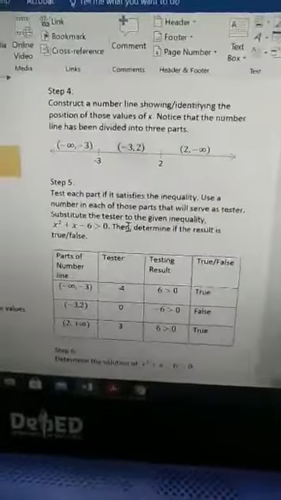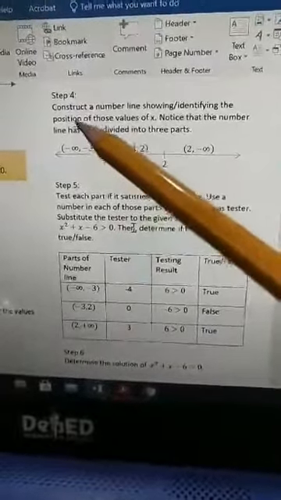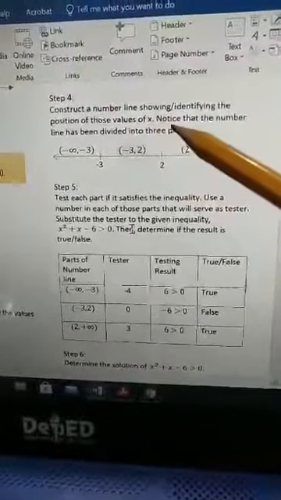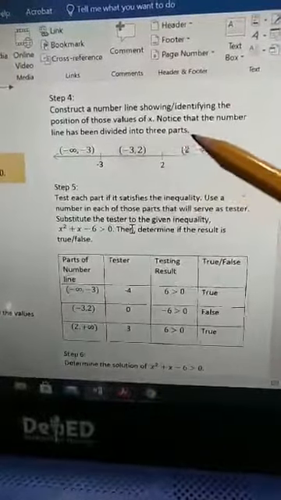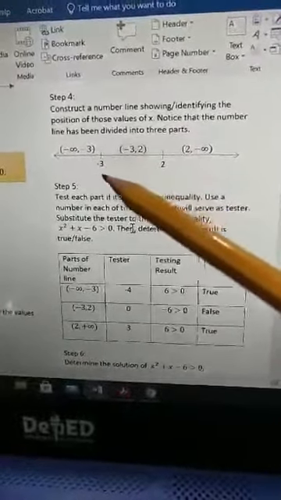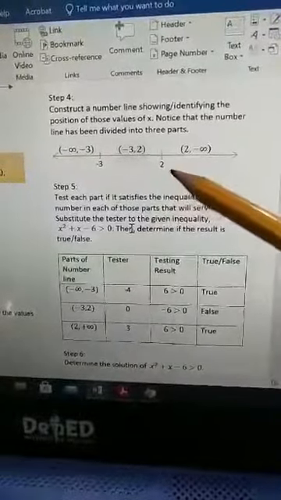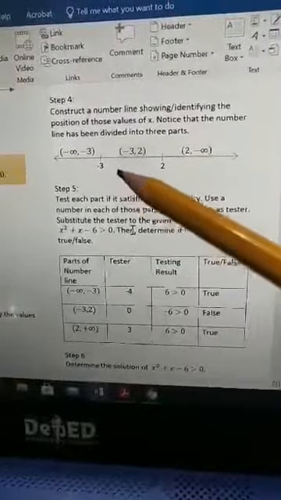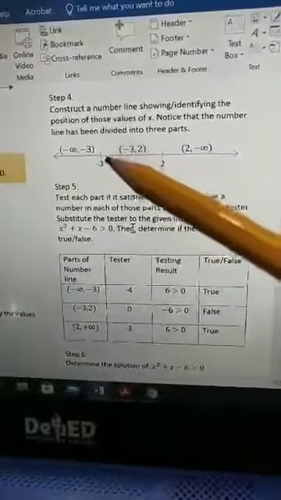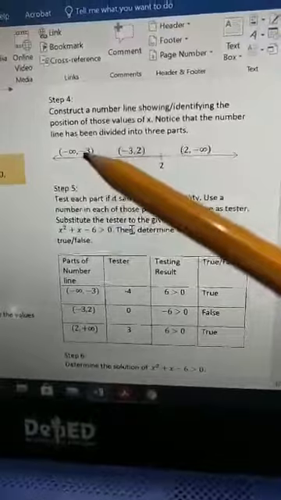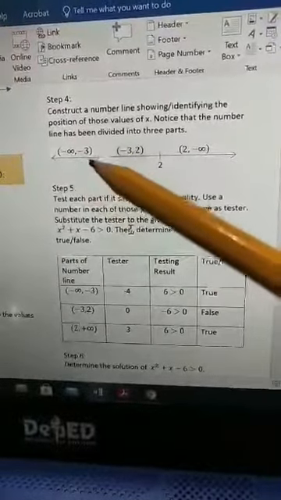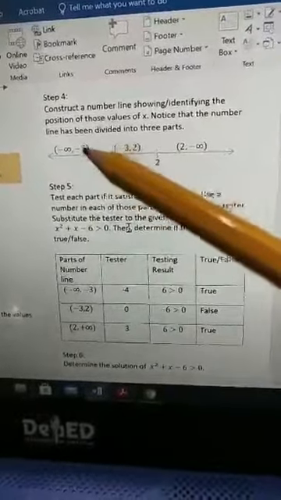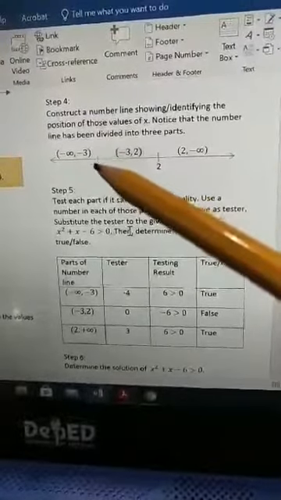Now we proceed to step 4. Construct a number line showing or identifying the position of those values of x. Notice that the number line has been divided into 3 parts. This is the x we computed, negative 3, and this is the other x we computed, positive 2. Here you can see why we change the inequality to an equal sign: these are the boundaries we will remember. What does this mean? This part refers to numbers from negative infinity up to negative 3, actually, not exactly, up to 2.999999, close to negative 3.